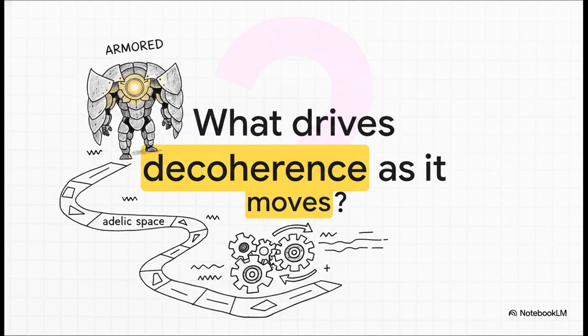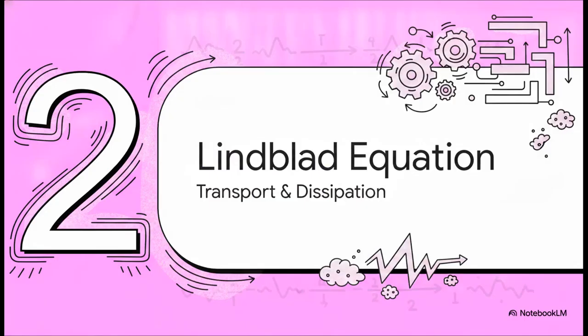So our newly armored quantum state is starting its journey through this Adelic space, but that brings up a massive question. What mathematical engine is actually driving its decoherence? How do these equations filter out the noise over time? Which brings us to part 2, the Lindblad master equation.